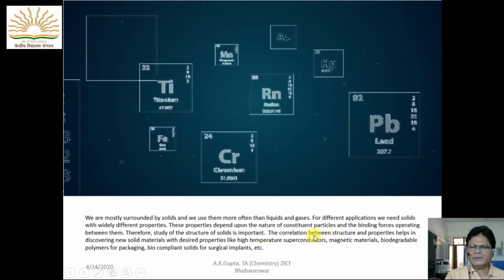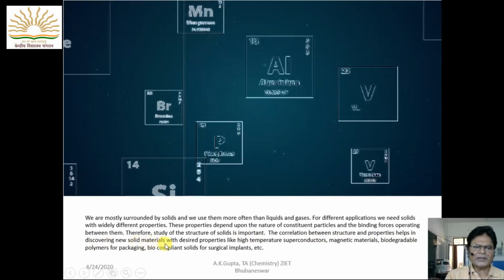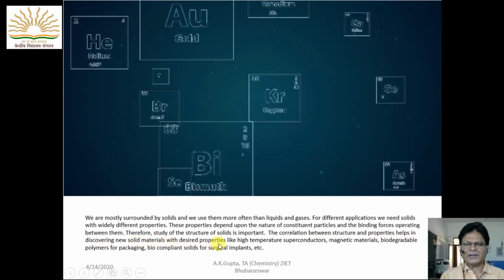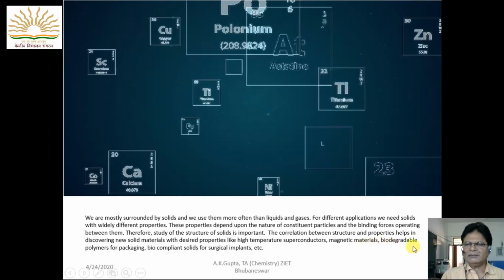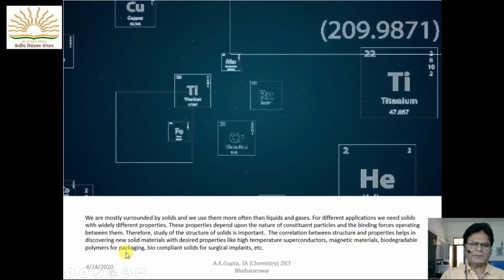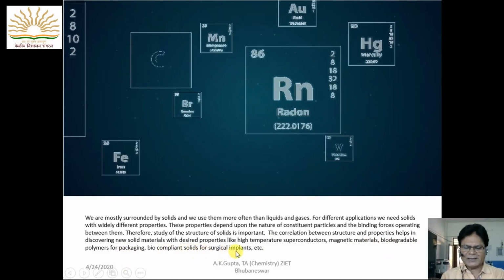The correlation between structure and properties helps in discovering new solid materials with desired properties like high temperature superconductors, magnetic materials, biodegradable polymers for packaging, biocompatible solids for surgical implants, etc.